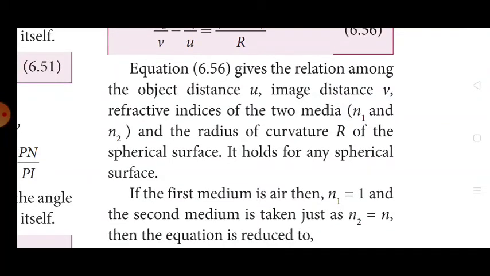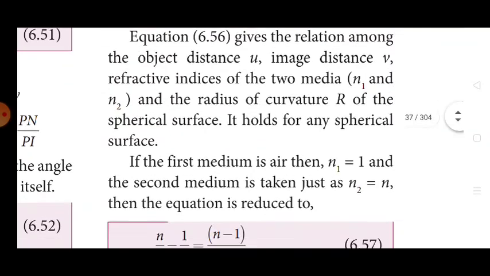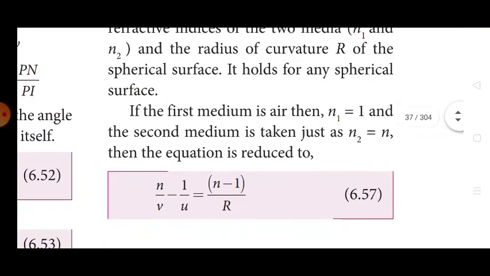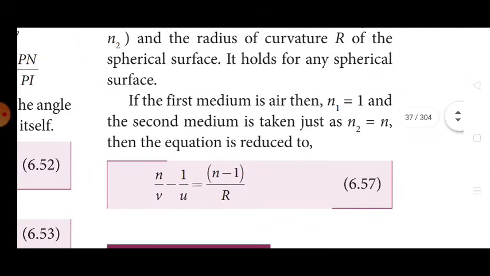If the first medium is air, then n1 is equal to 1 and the second medium is taken just as n2 is equal to n. Then the equation is reduced to n by v minus 1 by u is equal to (n minus 1) by R. Lateral magnification in a single spherical surface.